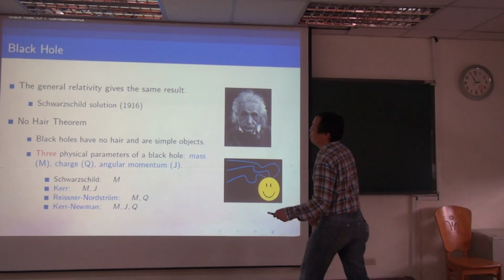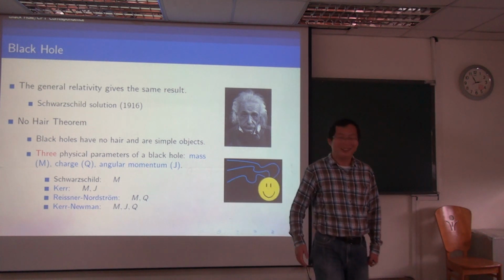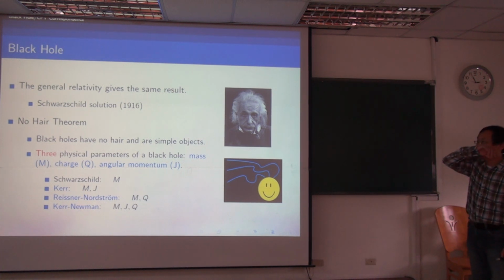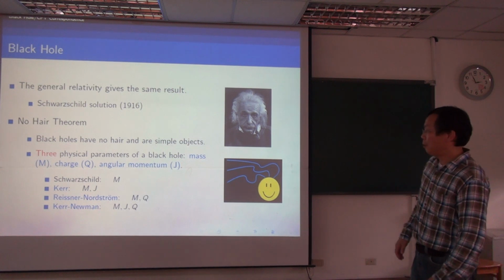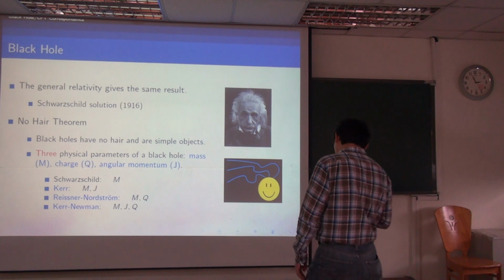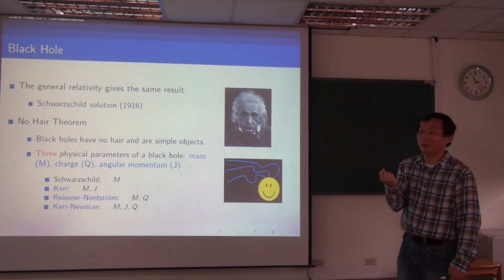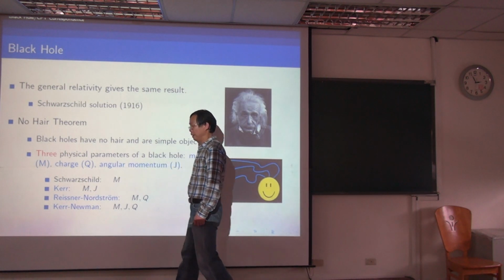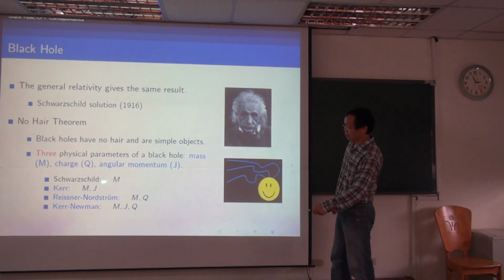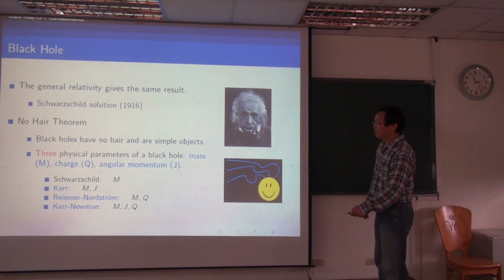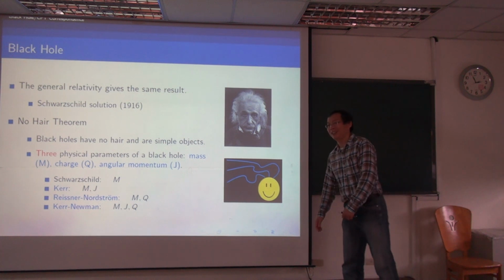But actually there are 3 parameters, but in English they call this no hair, no additional parameters. Generally, there should be 1 hair. If you use that, the mass has to be there, because you need the horizon. You need the gravitational force, and the mass is the main source of the gravitational force. So the mass should always be there. So it's 1 hair. But mostly we can have 3 hairs.